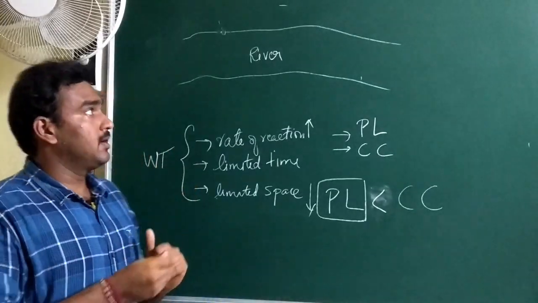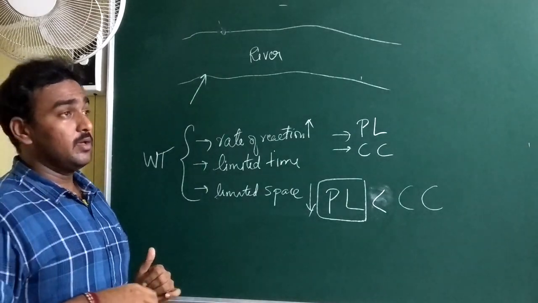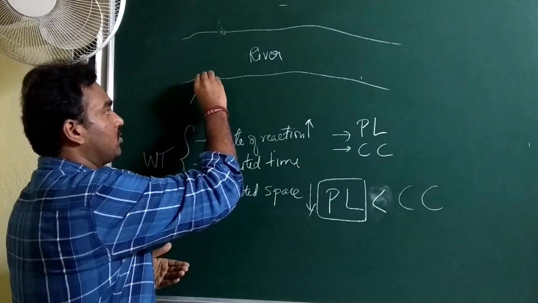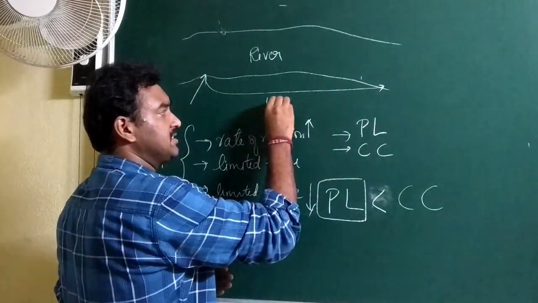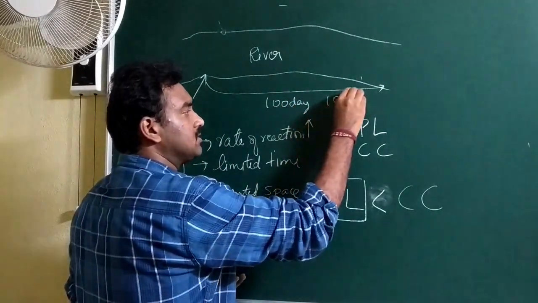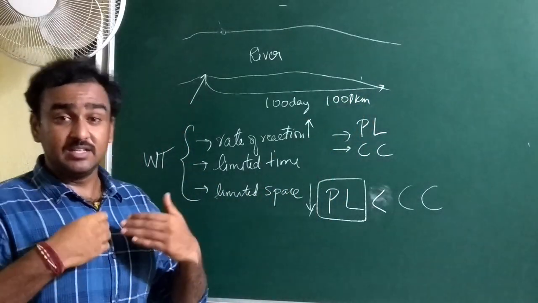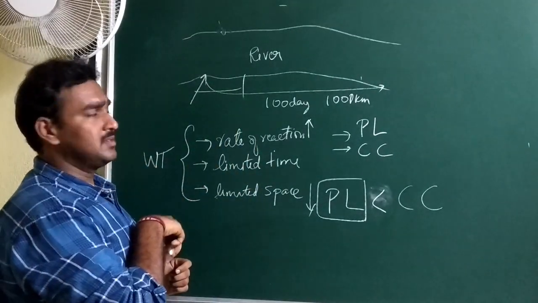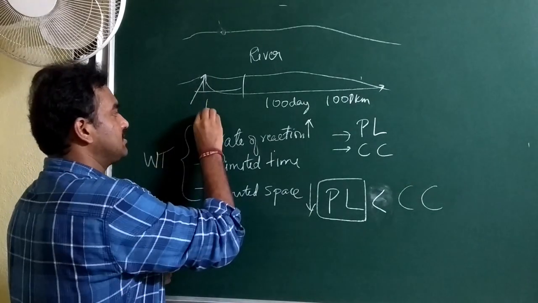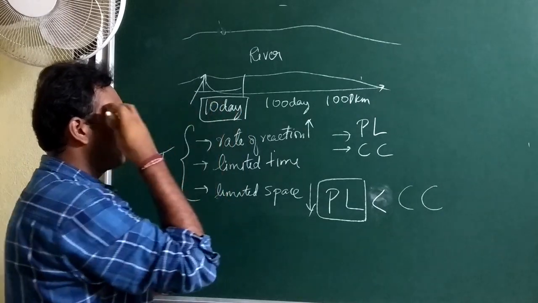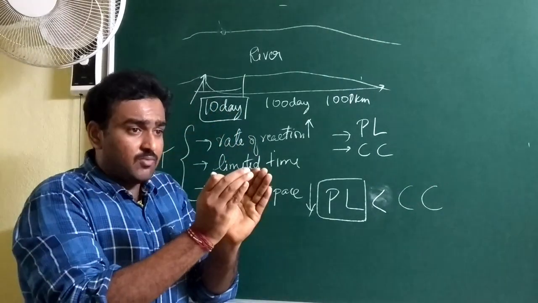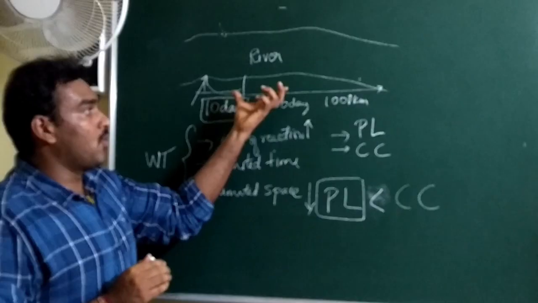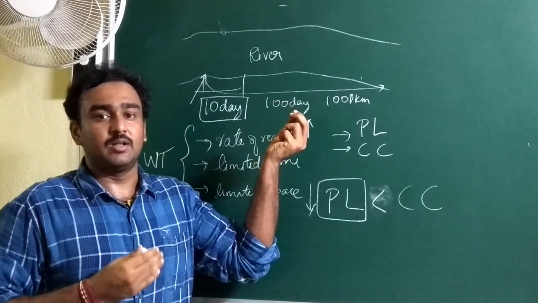Suppose pollution is entering a river. If you let the carrying capacity treat it on its own, it might take 100 days or 1000 kilometers. But as an engineer, my concern is that I should make this happen in 10 days. That means I need to reduce the distance and reduce the time. As an environmental engineer, my concern is to increase the rate of the reaction and reduce the time. Within limited time and within limited space, I need to obtain this quality. That's what I am concerned about as an environmental engineer.